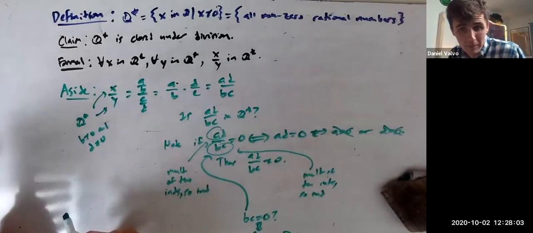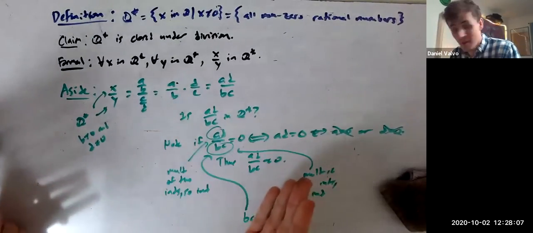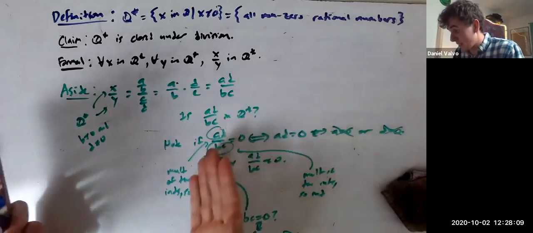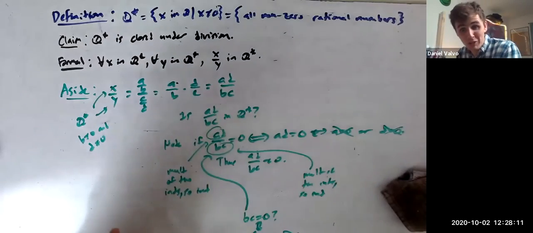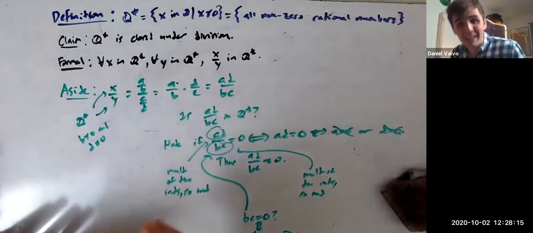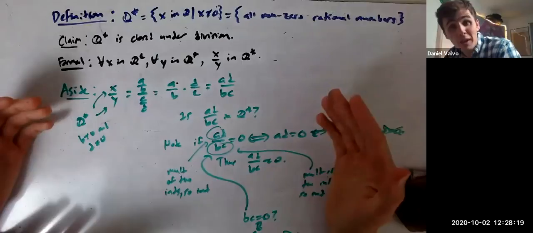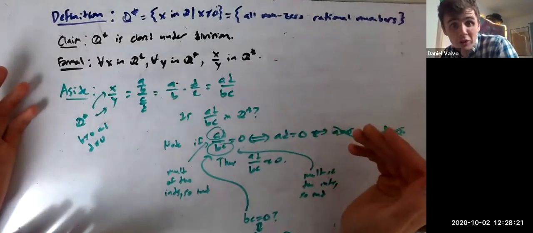So BC can't be 0, meaning that AD over BC, which equals X over Y, is in fact a ratio of integers that's non-zero, meaning it's a rational number that's non-zero, so it's in the non-zero rationals. We're talking in circles here. The point is, yes, this looks like it should be closed under division.